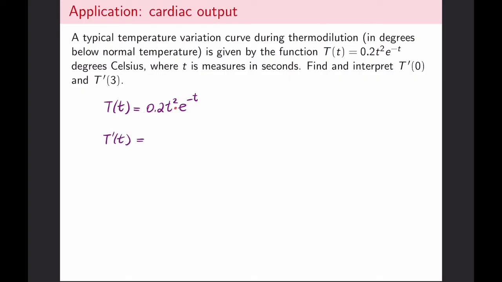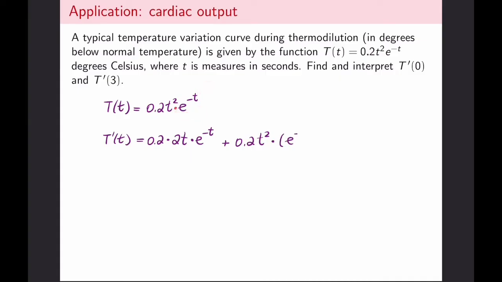I'm going to have the derivative of the first piece, which is going to be 0.2 times 2t, and then I'm going to leave the second one alone, plus I leave the first portion alone, times the derivative of the second function in the product. Now here, the derivative of the exponential is itself, but then I have to keep in mind that I have to apply the chain rule to the inside.